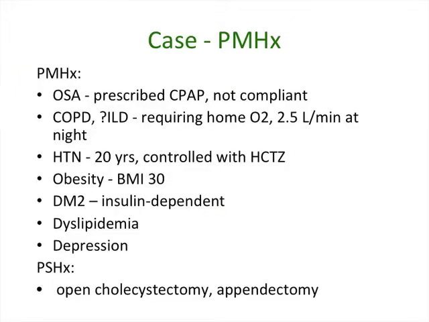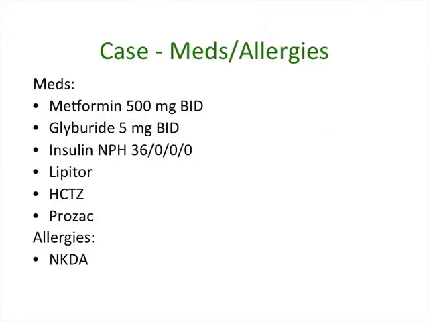On past medical history, this man had multiple comorbidities, including a requirement for home oxygen for COPD, dyslipidemia, and diabetes. He was noted to have a long-standing history of hypertension, well-controlled with a single agent of hydrochlorothiazide, with no recent difficulties in controlling his blood pressure. His history of diabetes dated back 20 years, and his dyslipidemia was also long-standing. His prior surgeries included open cholecystectomy and appendectomy remotely. As you can see, his medications included oral hypoglycemic agents as well as insulin. His only anti-hypertensive, as mentioned, was hydrochlorothiazide, which he'd been taking for many years.